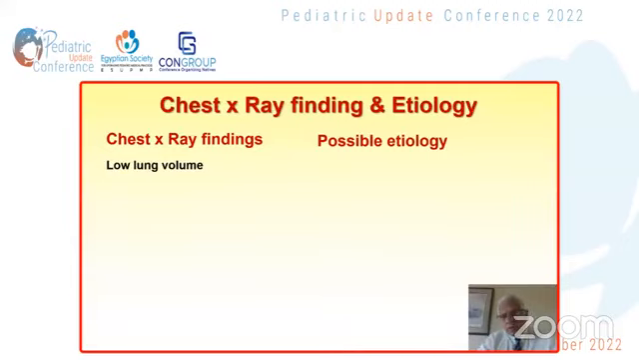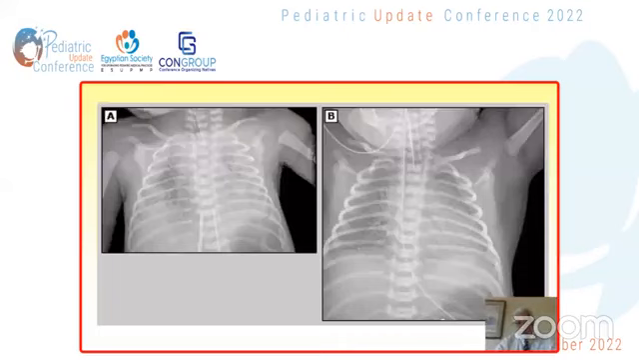So I would usually like to divide what we see in the X-ray based on, for example, the lung volume. If you do an X-ray and the lung volume is low, possible conditions that can give you that are usually RDS or surfactant deficiency, pneumonia, or pulmonary hypoplasia. Here we have two X-rays, one on the left and one on the right, that are associated with decreased lung volume related to surfactant deficiency. As you can see, these two X-rays are associated with decreased lung volume due to bilateral diffuse atelectasis.